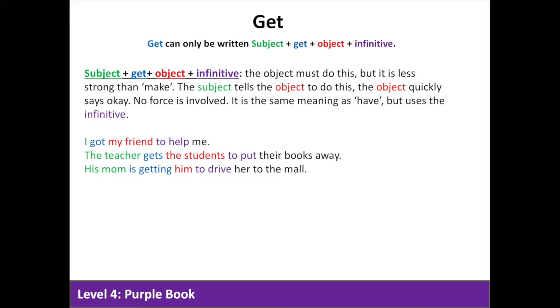Now, you have to remember that get can only be written with an infinitive following the object, not a base verb. So for example, in these statements, the object must do this, but it's less strong than make. The subject tells the object to do this, and the object quickly says okay. Again, there's no force involved. It's the same meaning as have, but uses the infinitive.